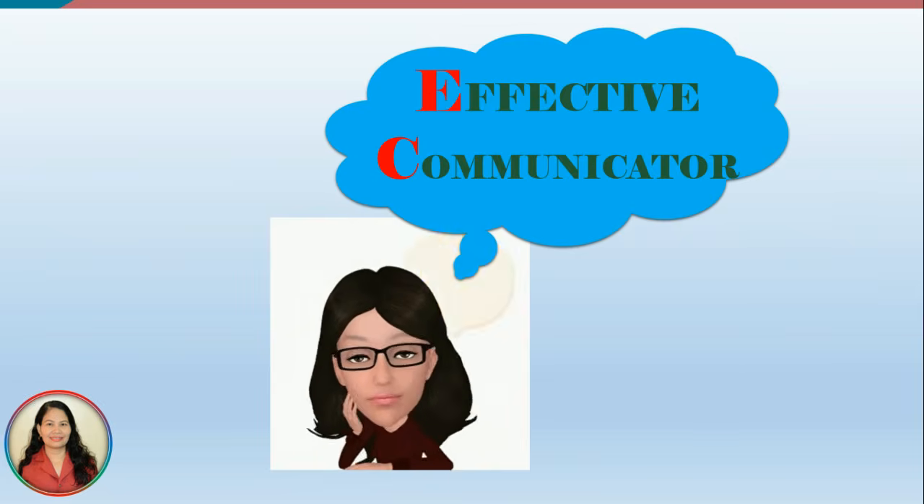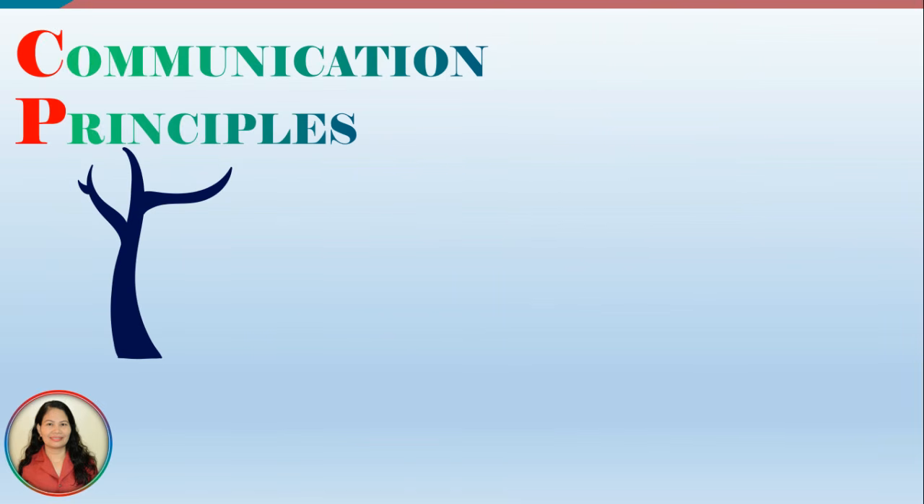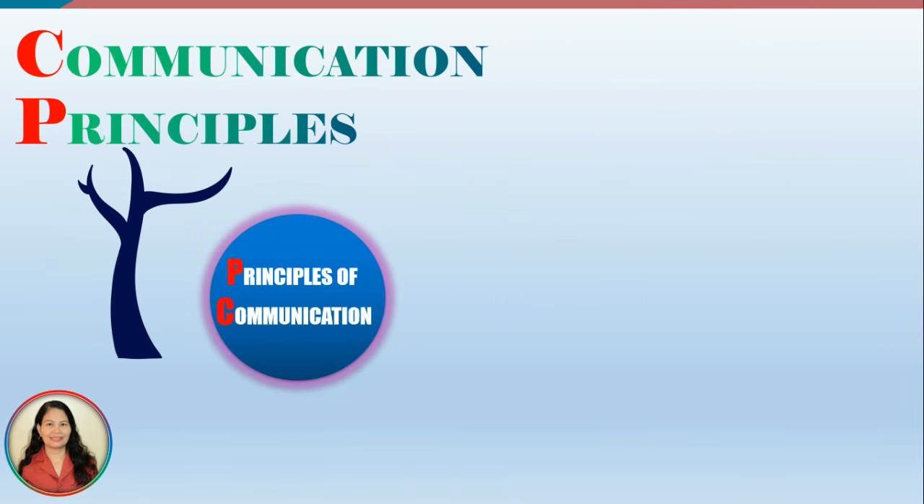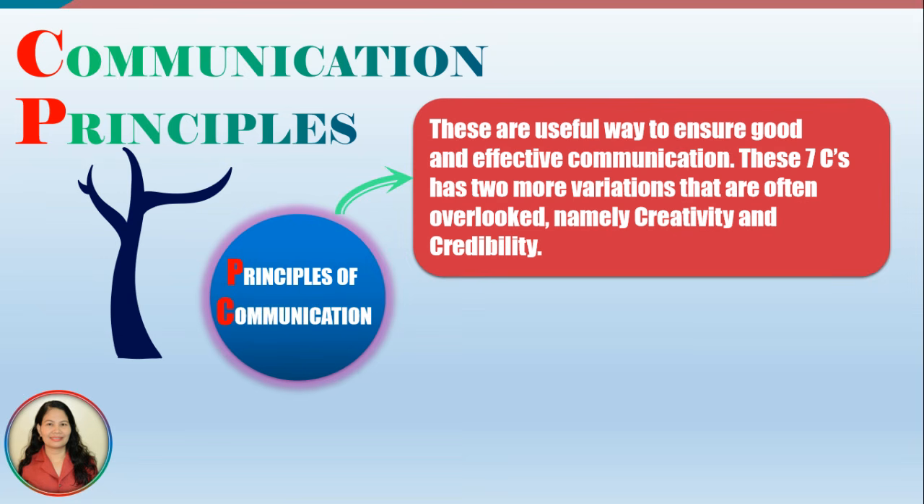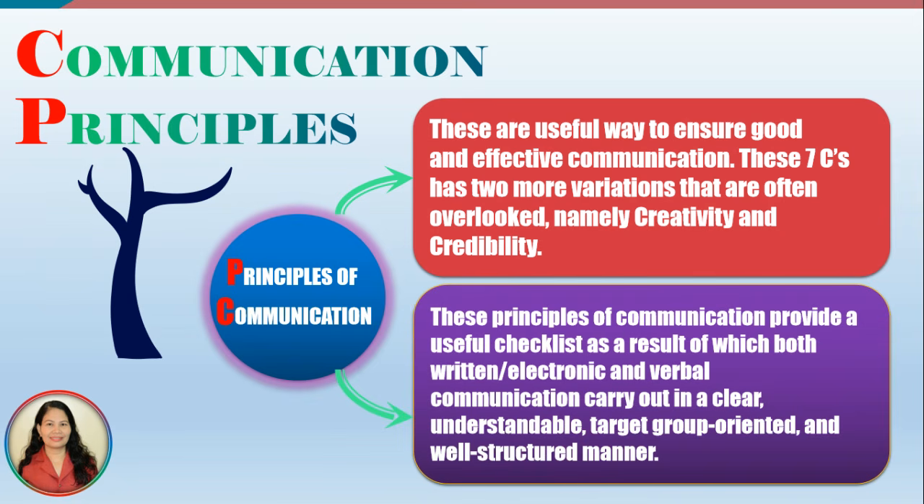The 7 C's of effective communication, also known as the 7 principles of communication. These are a useful way to ensure good and effective communication. The 7 C's has two more variations that are often overlooked, namely creativity and credibility. These principles of communication provide a useful checklist as a result of which written, electronic, and verbal communication are carried out in a clear, understandable, target group-oriented, and well-structured manner.